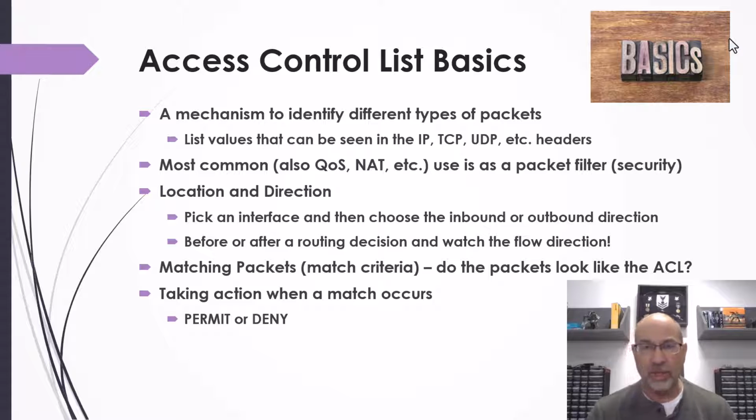Now, once you've picked your interface and your direction and you've got all your match criteria, what do you do when a match occurs? Well, it might be that the traffic is permitted, right? I want this traffic to get to where it's going. Or you might say, that's not traffic I want on my network. And so in that case, you're making a decision to permit or deny.